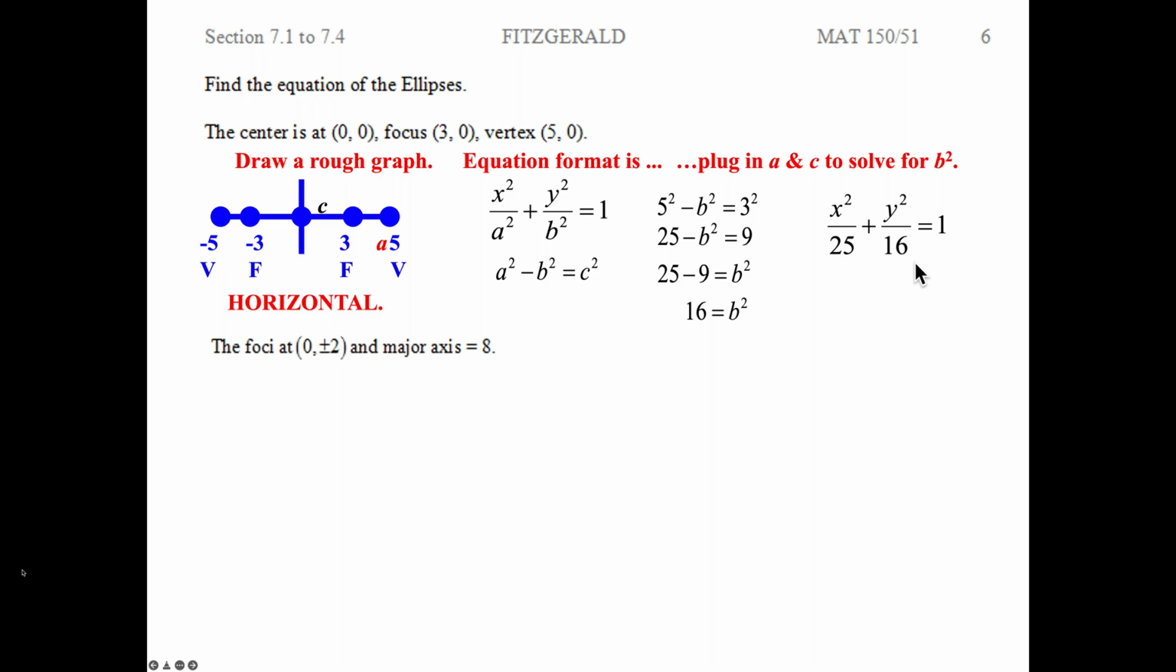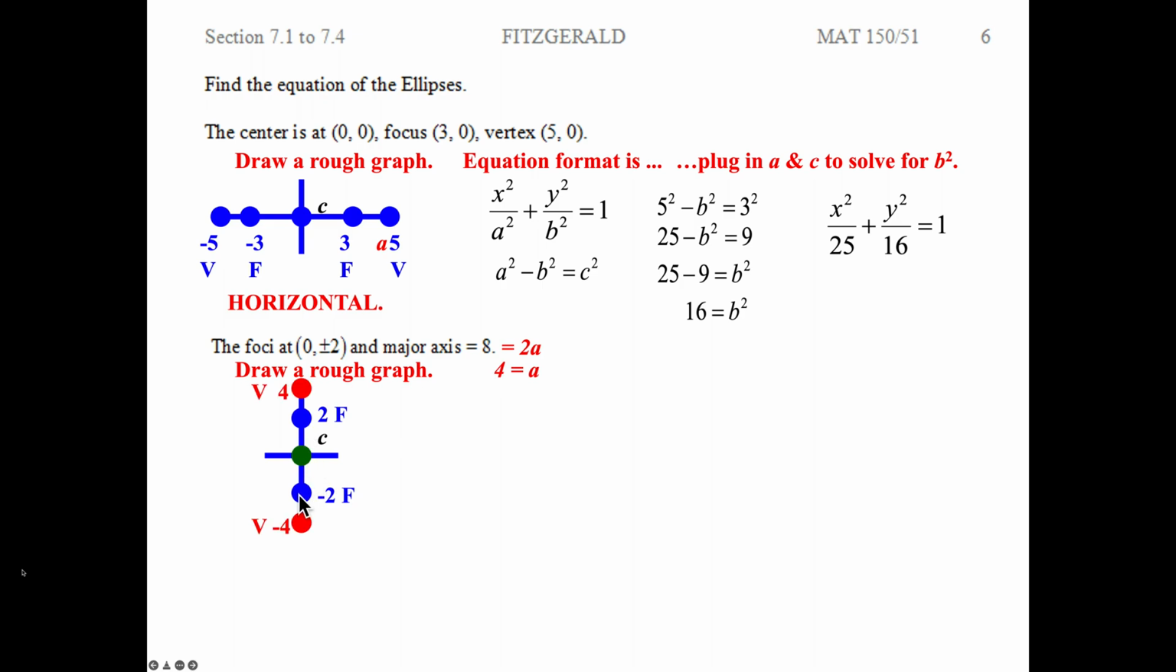Next, we have the foci at 0, comma, plus or minus 2, and a major axis of 8. So up and down 2, well, that means our center's at the origin, 0, 0. And that's your c value, so we know c is now a 2. But they didn't give us the vertices, but yet they still kind of did, because we know that the major axis is equal to 2a. So if the major axis is a distance of 8 units, set it equal to 2a, divide over the 2, a is equal to 4.